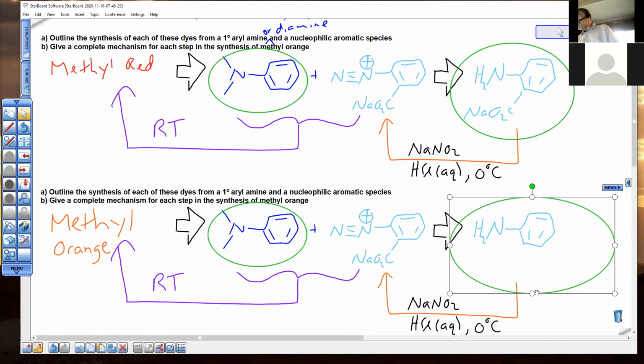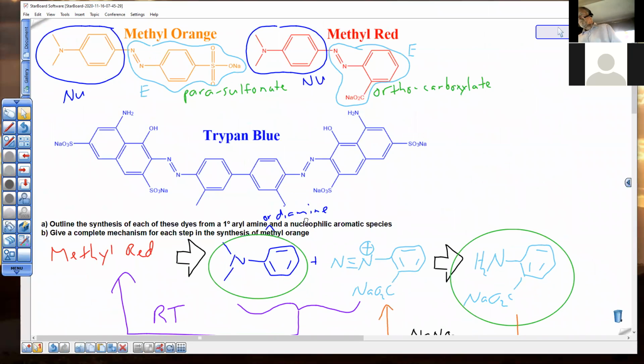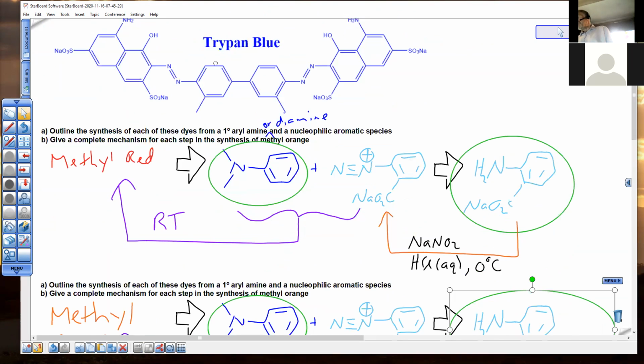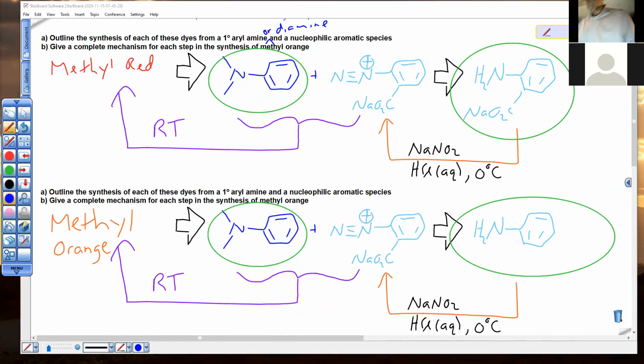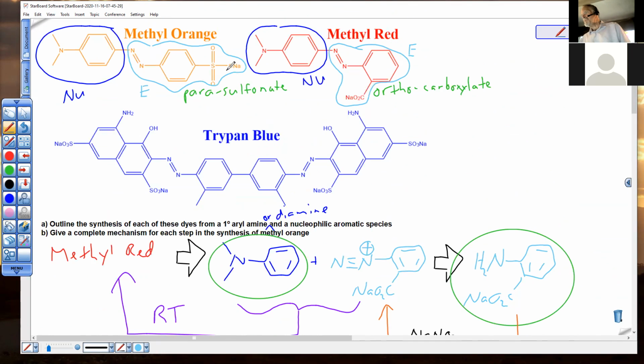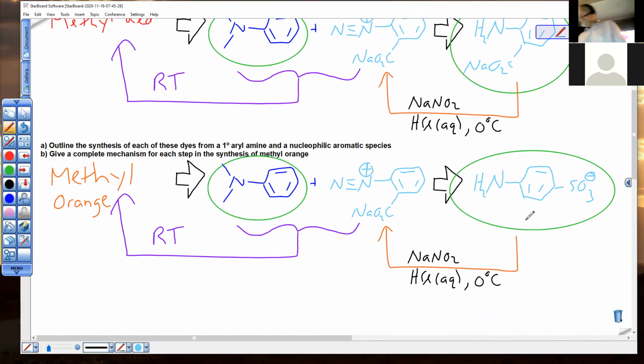And what was there in methyl orange? Methyl orange, para to the NH2 would be a sulfonic anion, sulfonate we call that. Sulfonate. We can ignore the spectator. It's SO3 negative. Isn't that an SO3 negative right there? Sure, three O's and a negative. And congratulations, you made methyl orange.